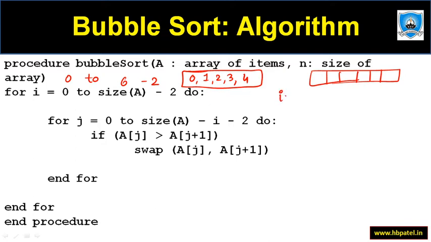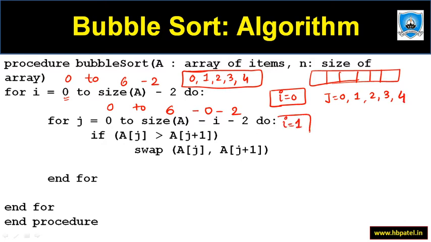So when i is equal to 0, now check this out. When i is equal to 0 initially, j equal to 0, j less than 6 minus 0 minus 2. So 6 minus 0 minus 2, this is 4. So j equal to 0 to 4. So when i equal to 0, j equal to 0, 1, 2, 3, 4. Next time when i equal to 1, let us try to understand. We put i equal to 1 over here. So now it is 6 minus 1 minus 2. So 6 minus 1, 5 minus 2, 3. So now j equal to 0, 1, 2, 3.